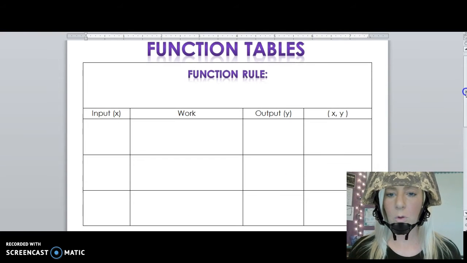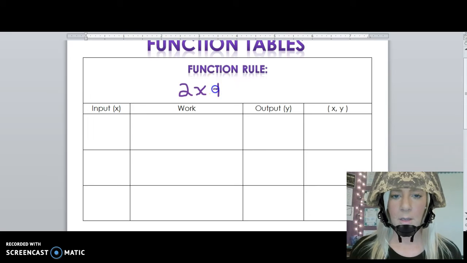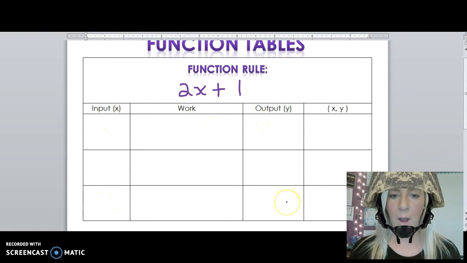Our function rule for our graphic organizer is going to be 2x plus 1. So this is the rule that's going to be applied to each input in order to get an output.